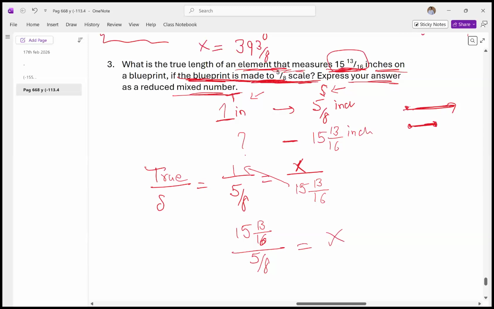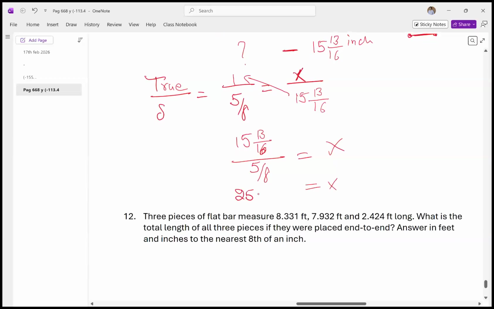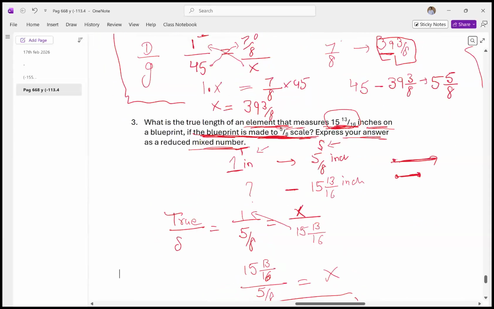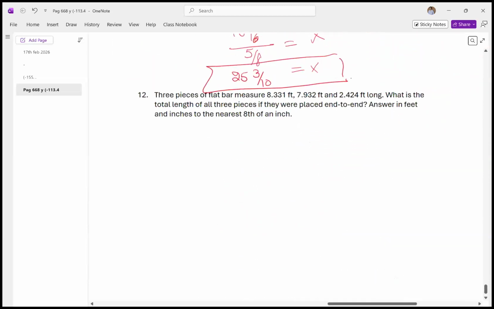So 15 13/16 divided by 5/8. If I do the calculation, then the x value will come out to be 25 3/10. That is your answer. So that's how you're going to solve these questions. Hopefully you are clear about how to solve ratio and proportion questions. And one more time, if you know the techniques which you can apply, go ahead, and I have no problem, because in the end, the answer will matter. You just have to provide me the answer. It doesn't matter how you got the answer.